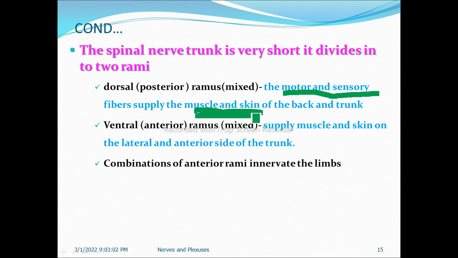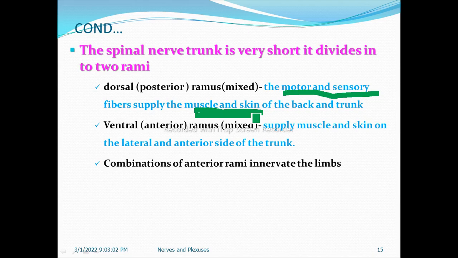Whereas the ventral ramus has two very important functions. The first is that it supplies the muscles and skin on the anterolateral side of the trunk. The second is that the anterior rami join together to form plexuses, and innervate the upper limb and the lower limb. So the ventral rami either supply the anterolateral side of the trunk, or they join together and form plexuses.